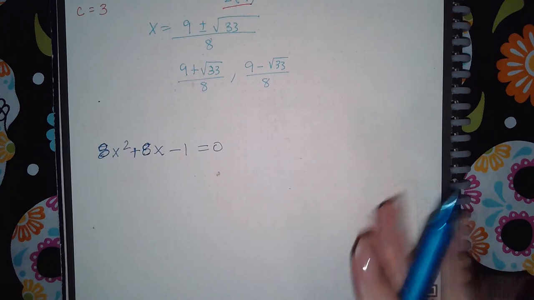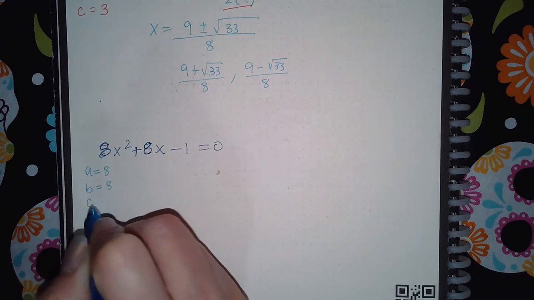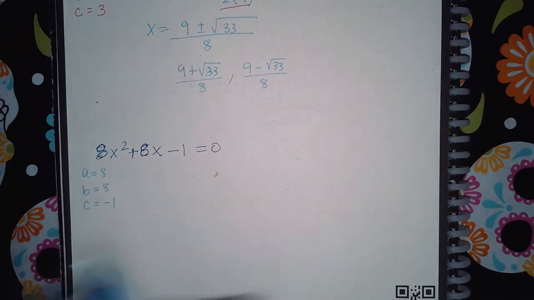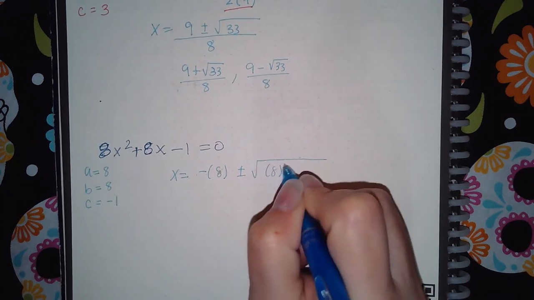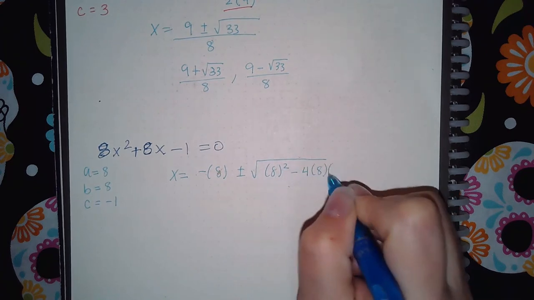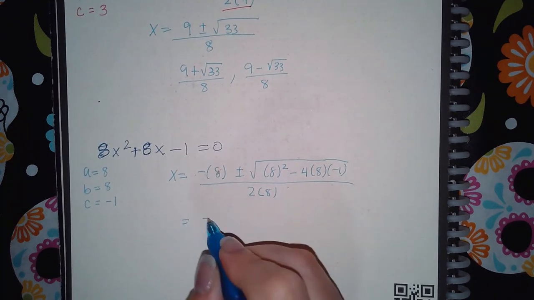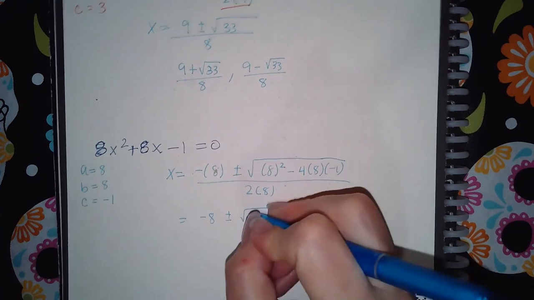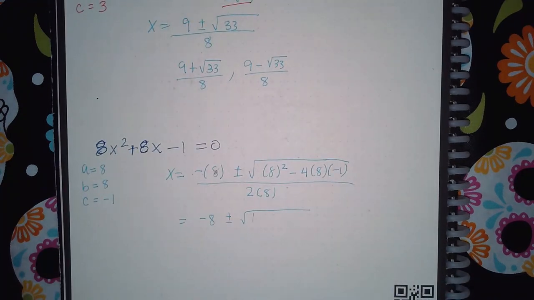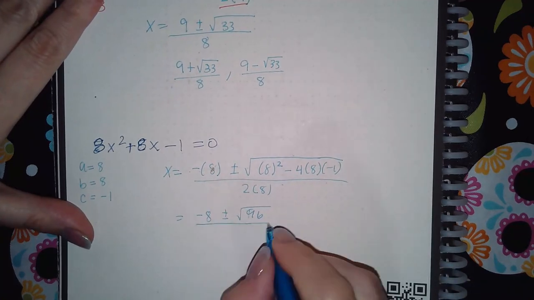Now let's look at another example. So here we'll say A equals 8, B equals also positive 8, and C equals a negative 1. So when I plug this into my formula, I get negative b plus or minus the square root of b squared minus 4 times a times c all over 2 times a. So we get negative 8 plus or minus, and then we get, let me see in the calculator, 4 times 8 times negative 1. I get 96, and then 2 times 8 is 16.